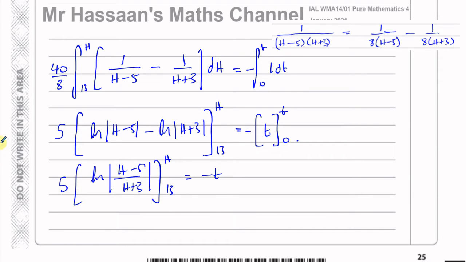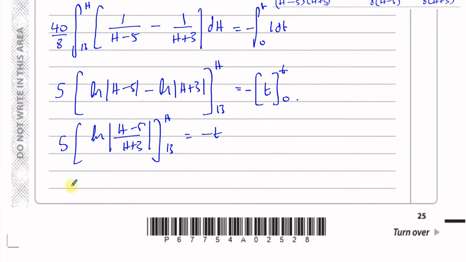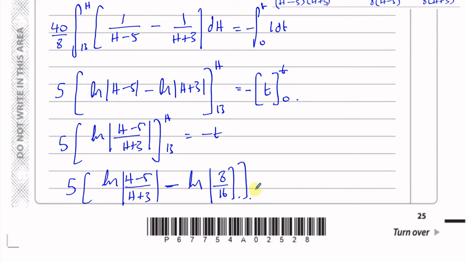So I'm going to have, I think I need space on the next page. Let me just continue for a little bit here. I'll have 5 times the ln of h minus 5 over h plus 3 minus the ln of, now I'm going to put 13 in here. So that's going to be 13 minus 5 is 8 over, and 13 plus 3 is 16. Okay, and that equals negative t.